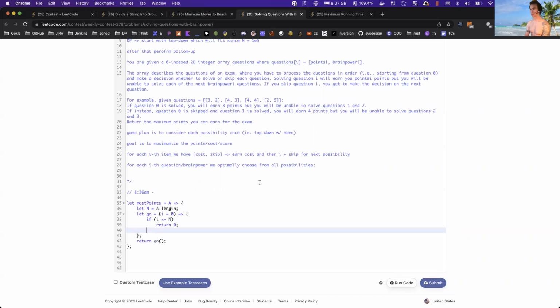Take or skip. Take, skip. There are two possibilities, right? Let's say A, oops, what? Starting to get back to C++ land, let A equal, let's put it where we go. Take it, right? Accumulate the cost, A sub i plus go.